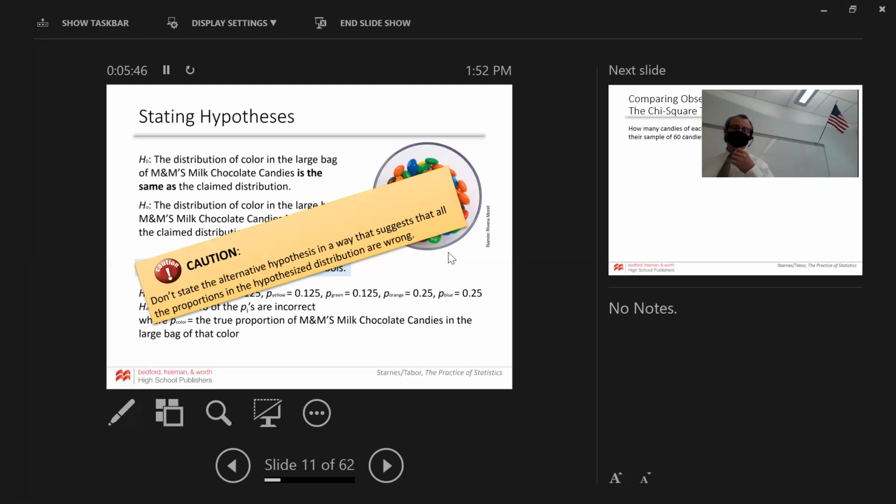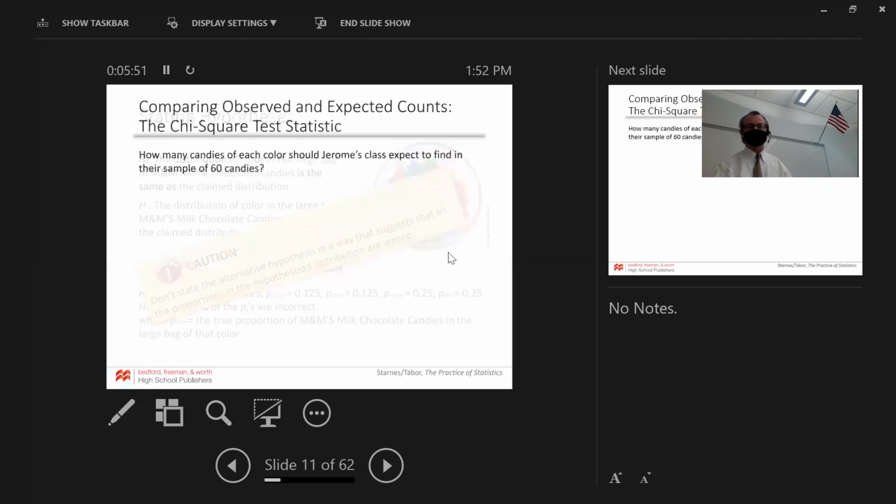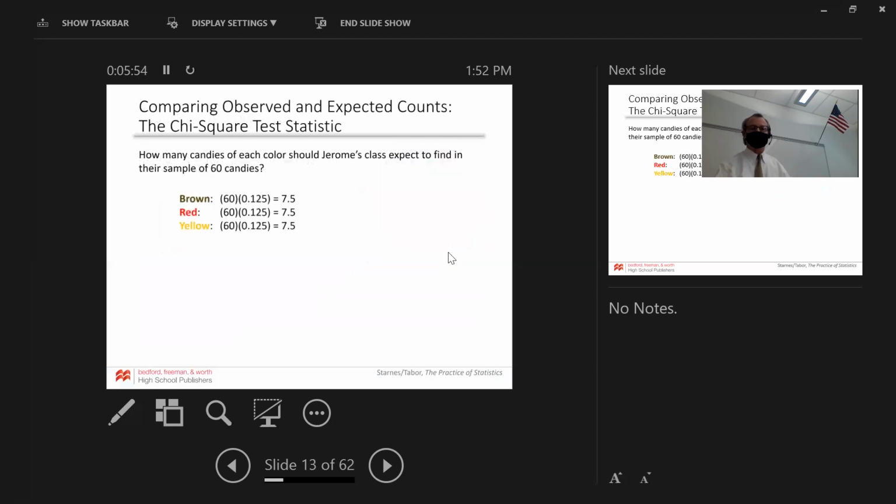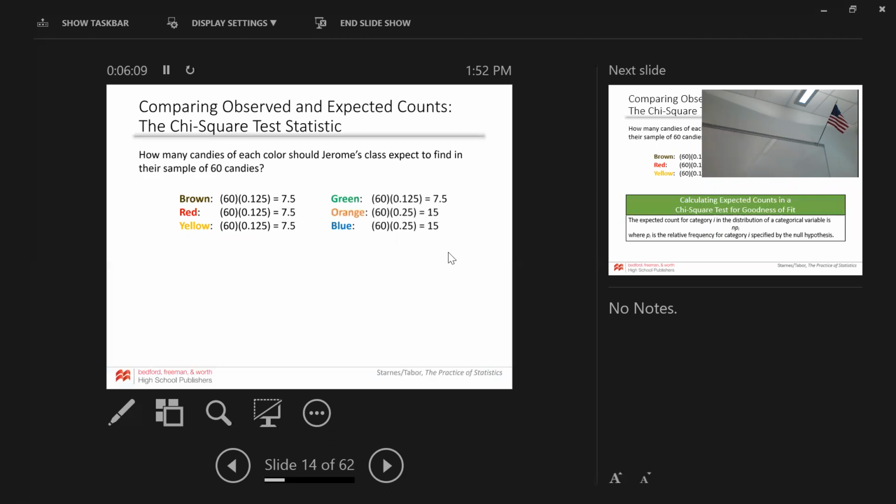And that's where I was wrong. That all of them are wrong. That's the way I used to write it. But that was not correct. So where are we? Well, our sample size is 60, so we're going to multiply 60 times the advertised proportion. So we would expect to get these values. 15 orange, 15 blue, and half as many of the other colors. Where did we get that? The sample size times the proportion that was advertised. Is that logical?